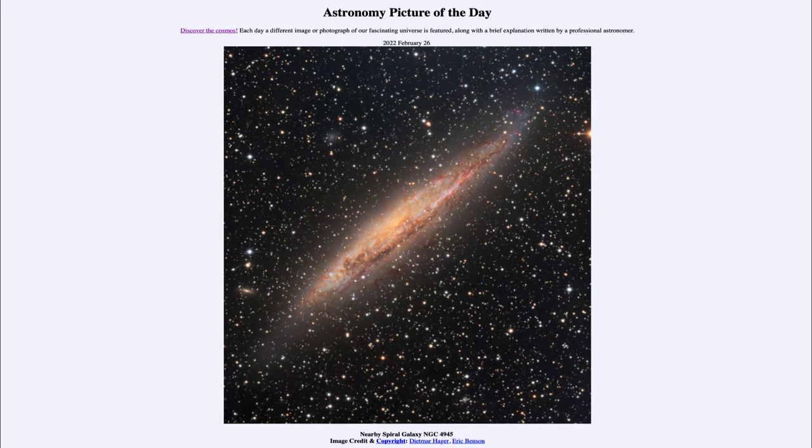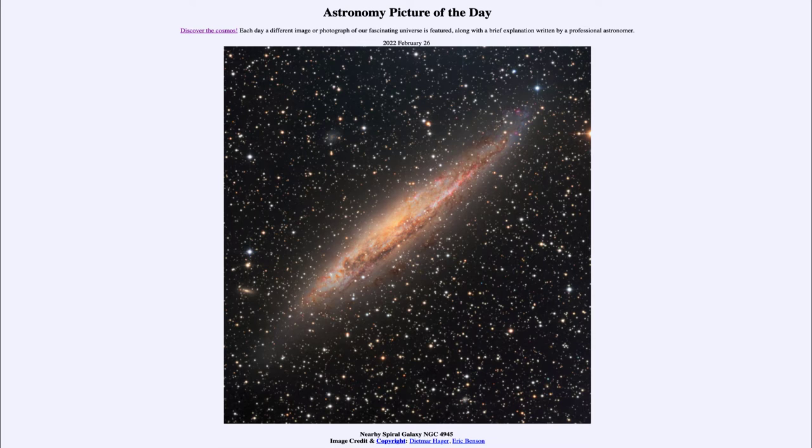So what do we see here? Well, this is a large spiral galaxy about the size of our Milky Way. And we see it about as we see our Milky Way, about edge on, meaning we're looking across the disk of the galaxy, which is why it looks so flattened.